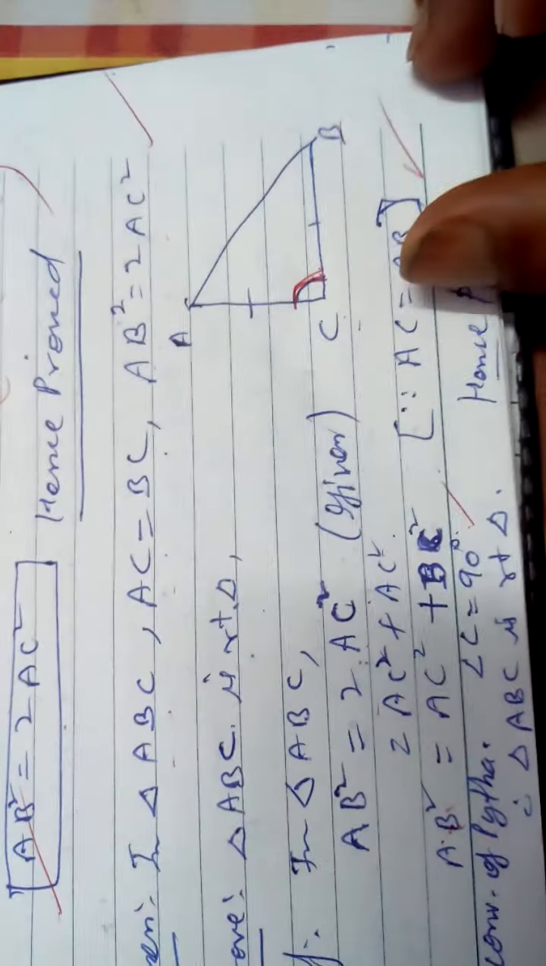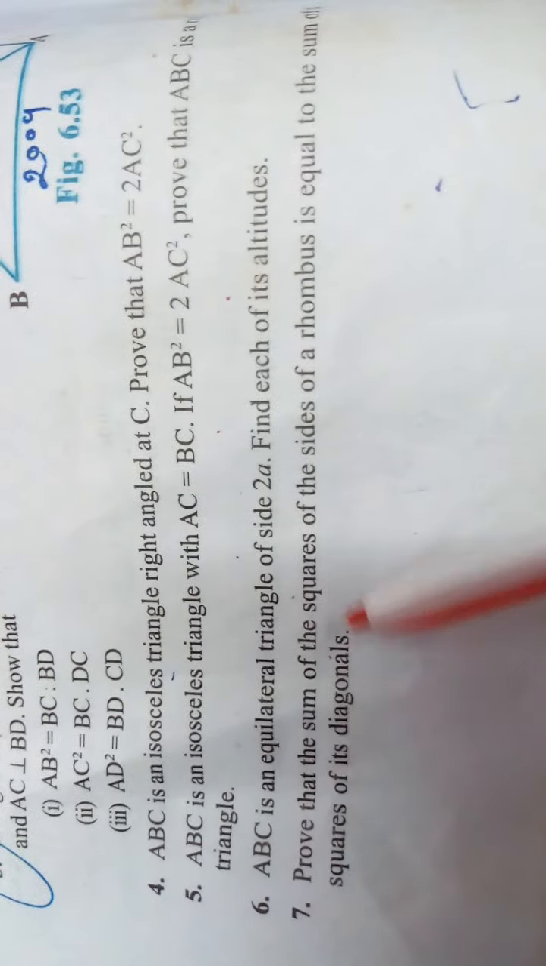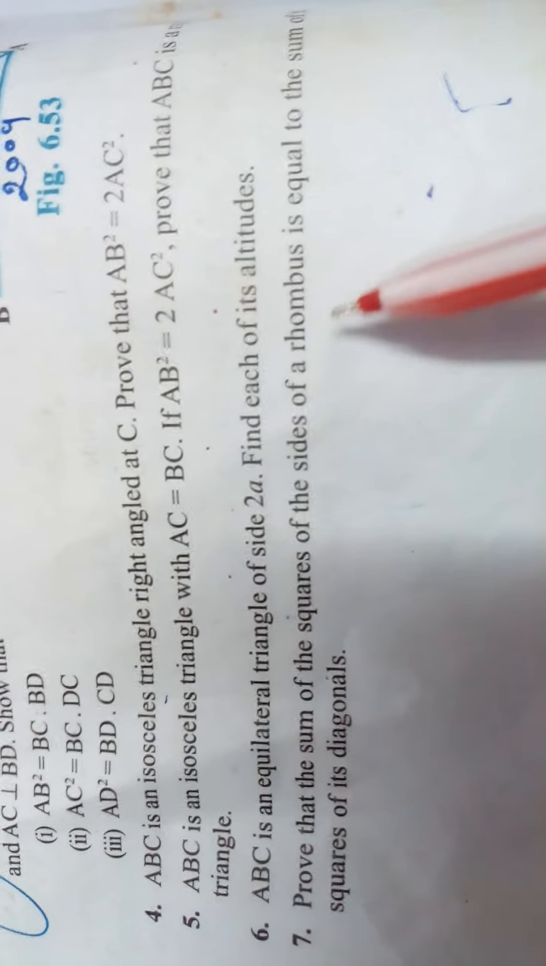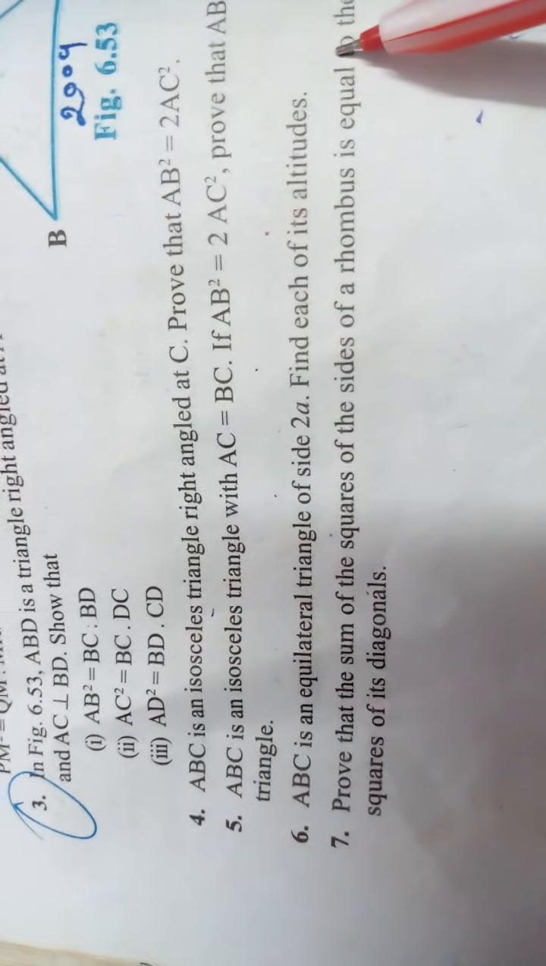Till 5th question you are seeing here. Question number 6 is given. In question number 6, you see what is given. In triangle ABC, an equilateral triangle of side 2a, find each of its altitudes. In 6 it is given, each of its altitudes you want to find out.